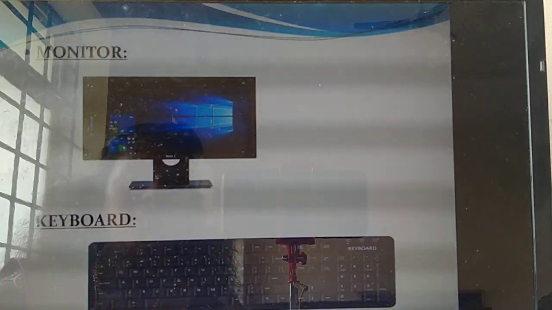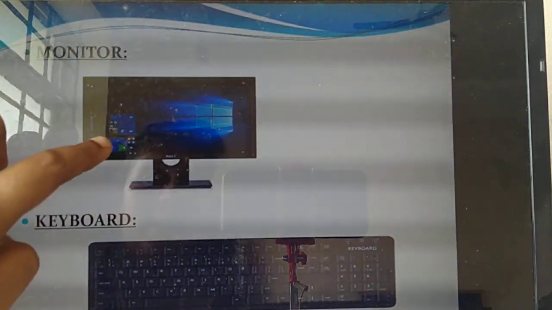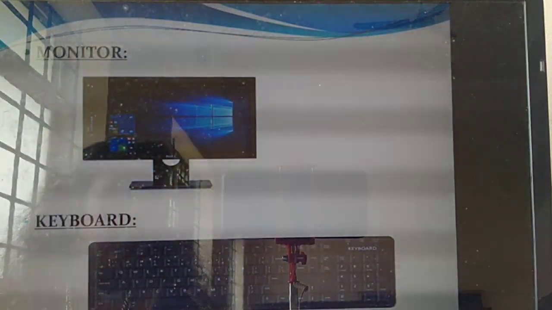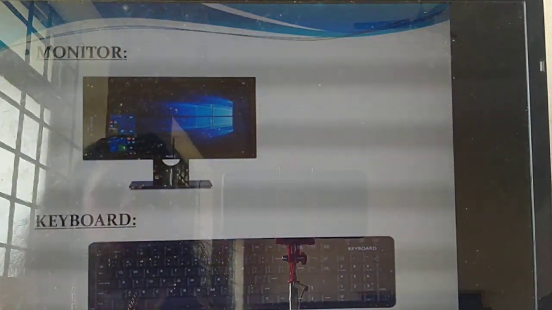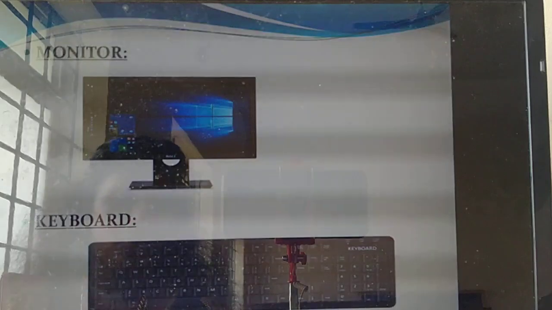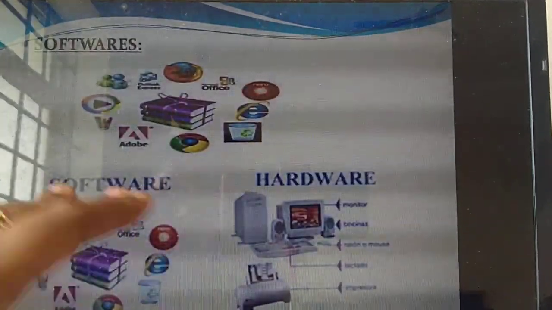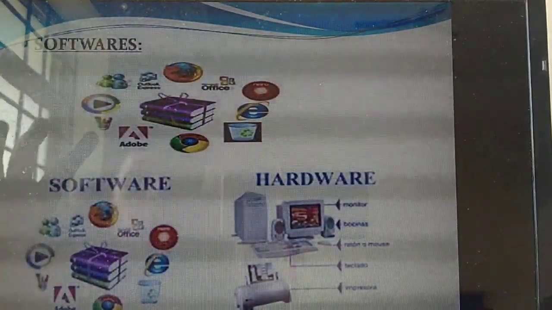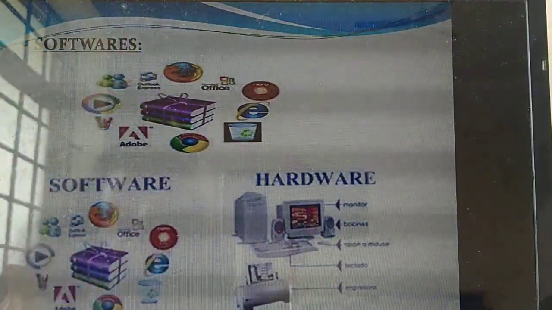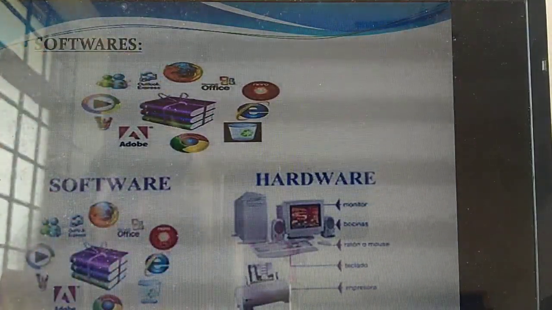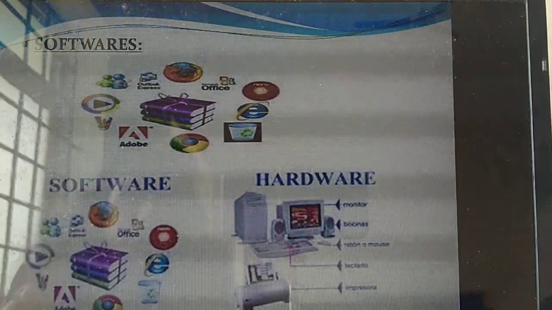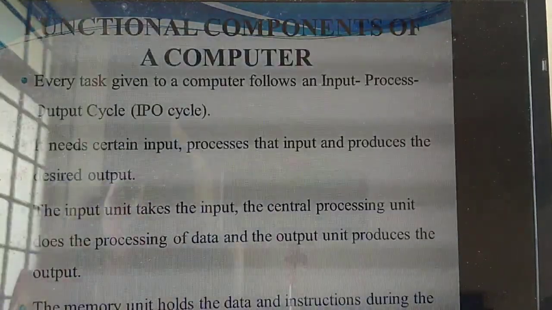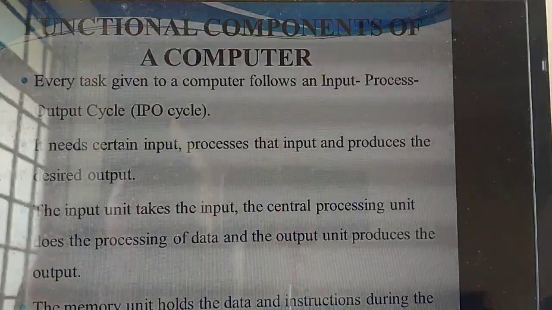So if hardware alone is present, will the computer work? This monitor is there, but without you installing this software, have you seen inside? They have installed some software, shown as icons. Without this software, will this monitor be usable? No. So for that purpose, I have given what? Software. So both the software as well as hardware combine together to make the system function. Understand now? Yes.